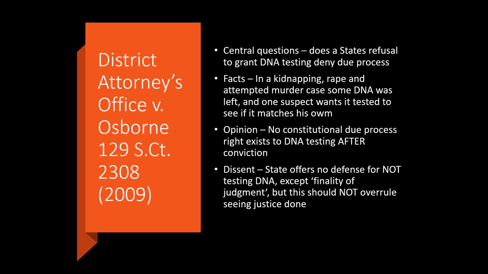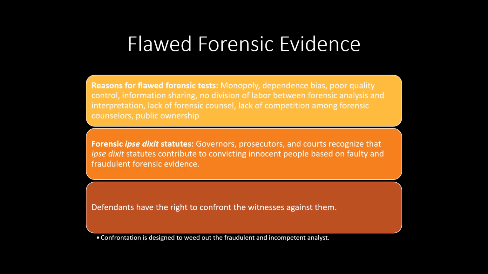Well, that's nice, you want it to be final, the dissent said. There's a couple dissents actually. There's a dissent by Stevens, which was the kind of majority dissent because it was joined by Ginsburg, Breyer, and Souter. But Souter also wrote a sub part of it. They said, look, you may want this to be final, but it shouldn't overrule seeing that justice is done. Which really leads us to our last slide, last thing to talk about, flawed forensic evidence.